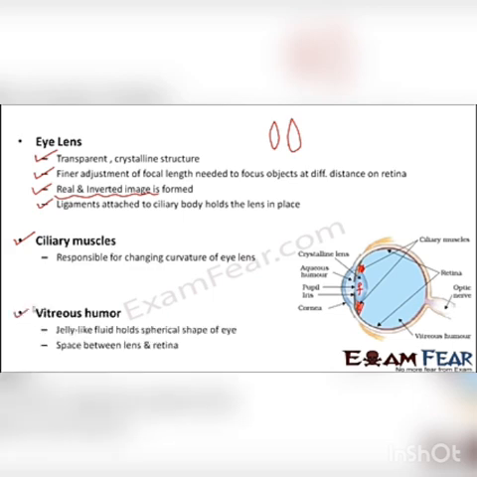Then comes the next fluid structure, which is called vitreous humor. So this entire space, if you see, is filled with this fluid structure.